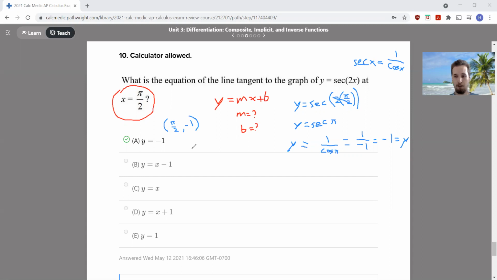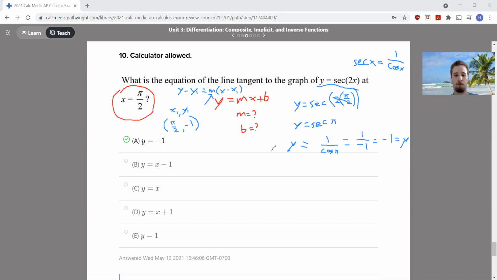So we've taken care of half the battle. We have a point, and using point slope form, being y minus y1 equals m times x minus x1, we already have x1 and y1. So now all we need is m. And whenever you hear slope in calculus, you have to think derivative. So we need to find the derivative of this.